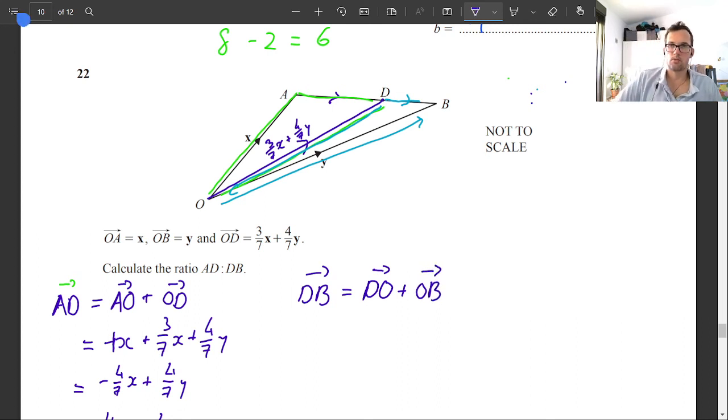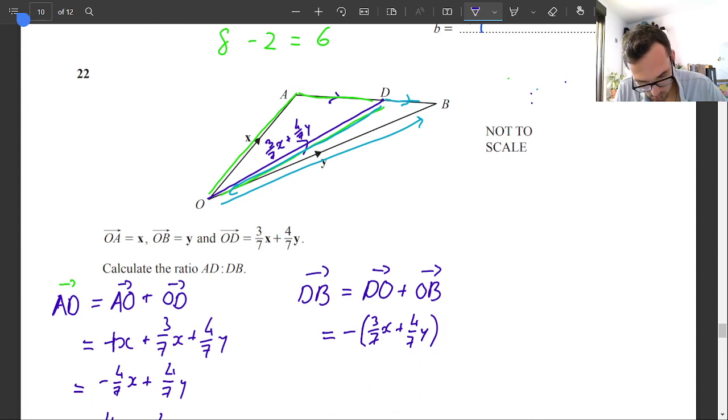I believe this only counts 2 marks, alright? Right, so what is that? DO is going in the opposite direction of OD, so it is a negative 3 over 7x plus 4 over 7y. And OB, that's plus y.